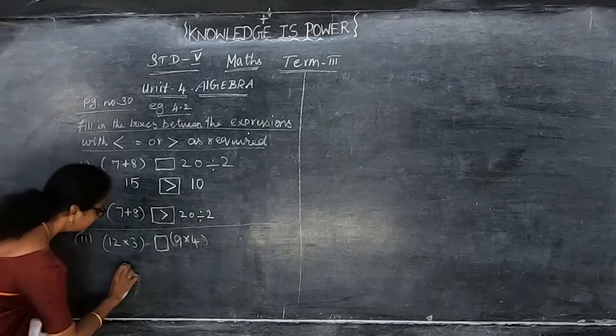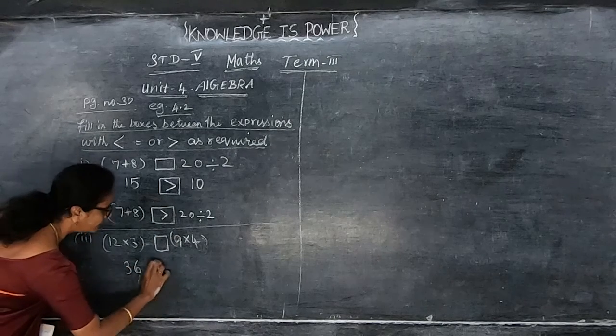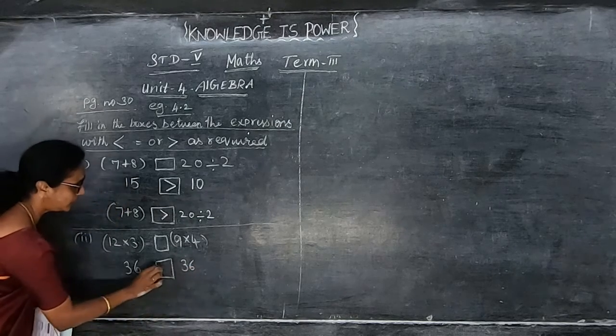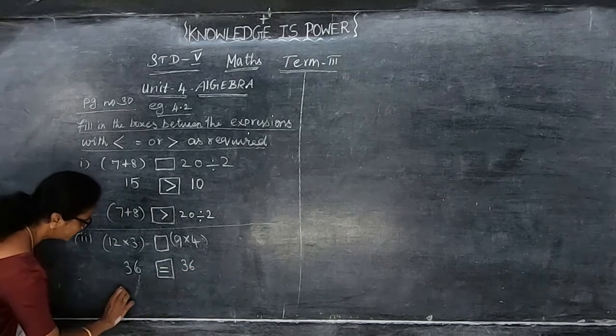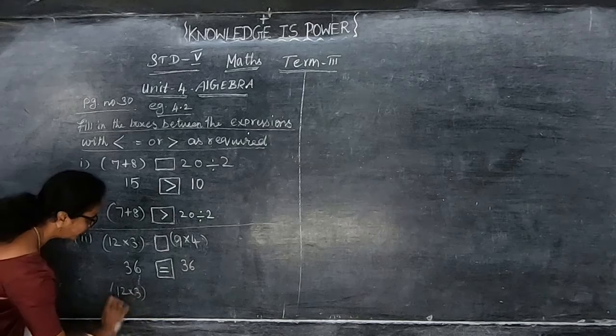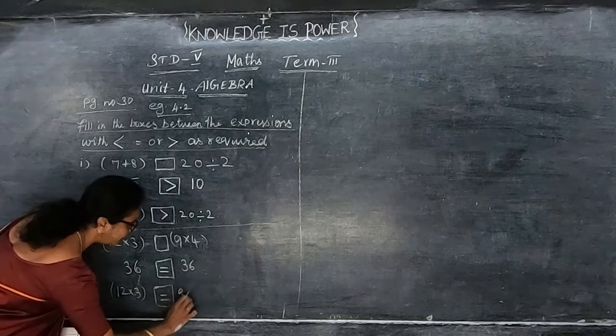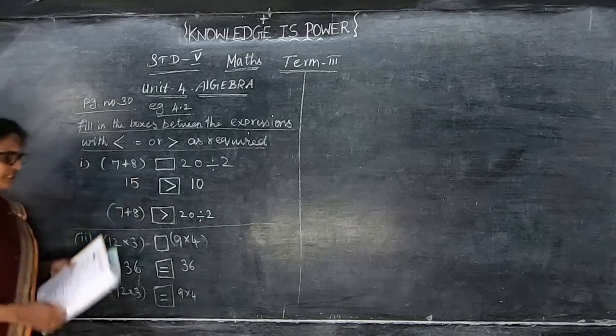12 3s are 36 and box is equal to 9 4s are 36. So both the numbers are the same, so you put equal. So 12 into 3, again you take it out and write the question, put the equal box and 9 into 4. Okay children, so this will be easy, no?